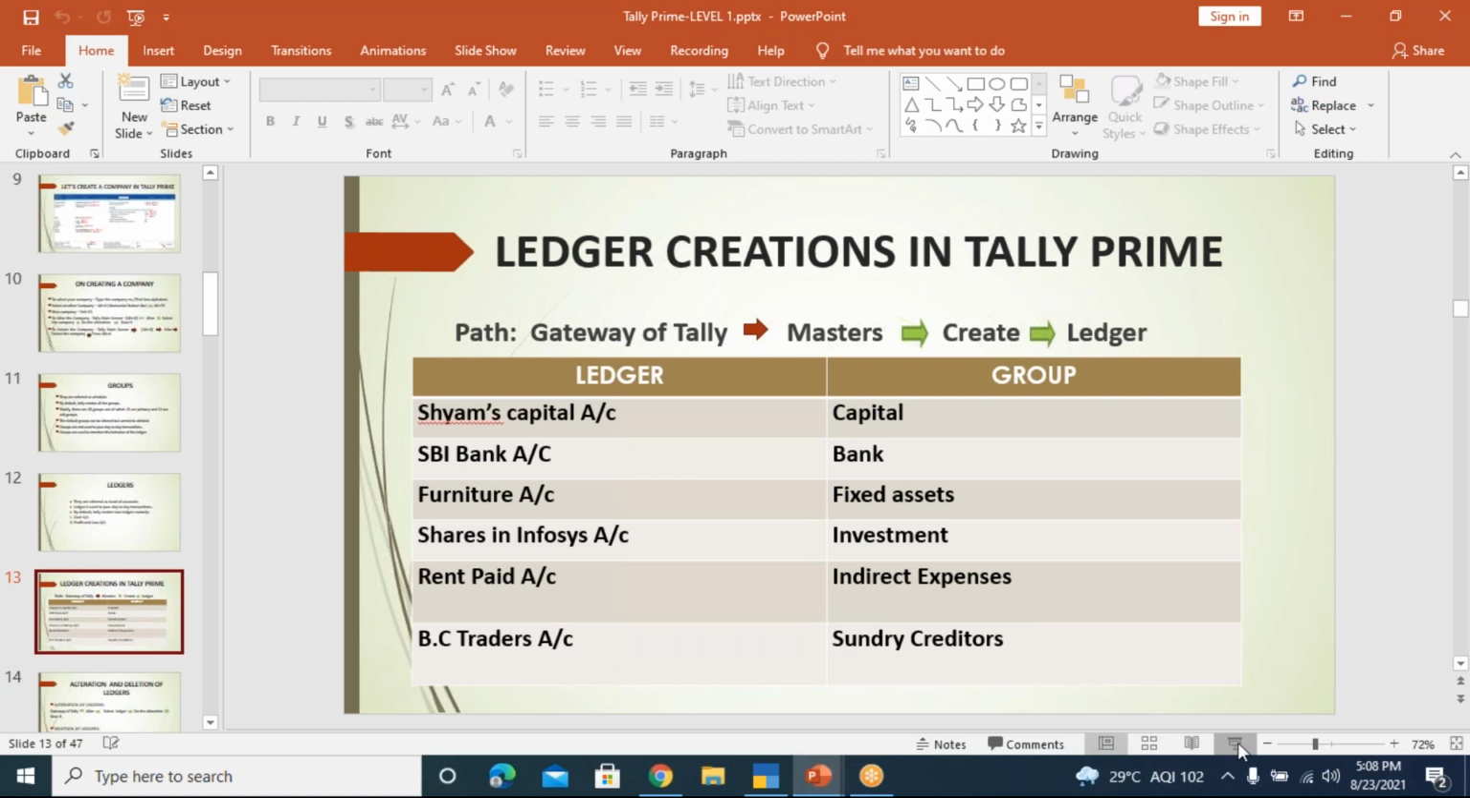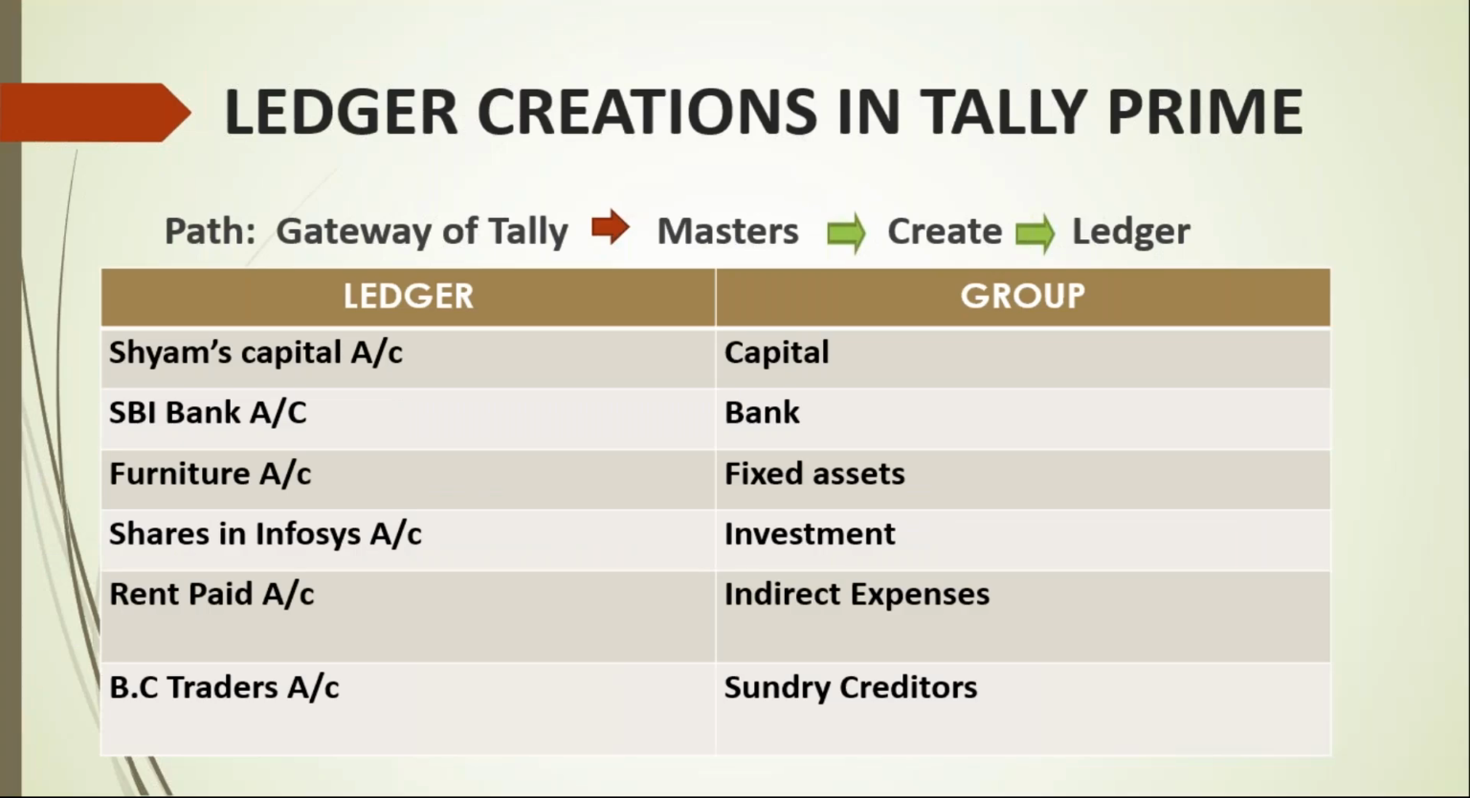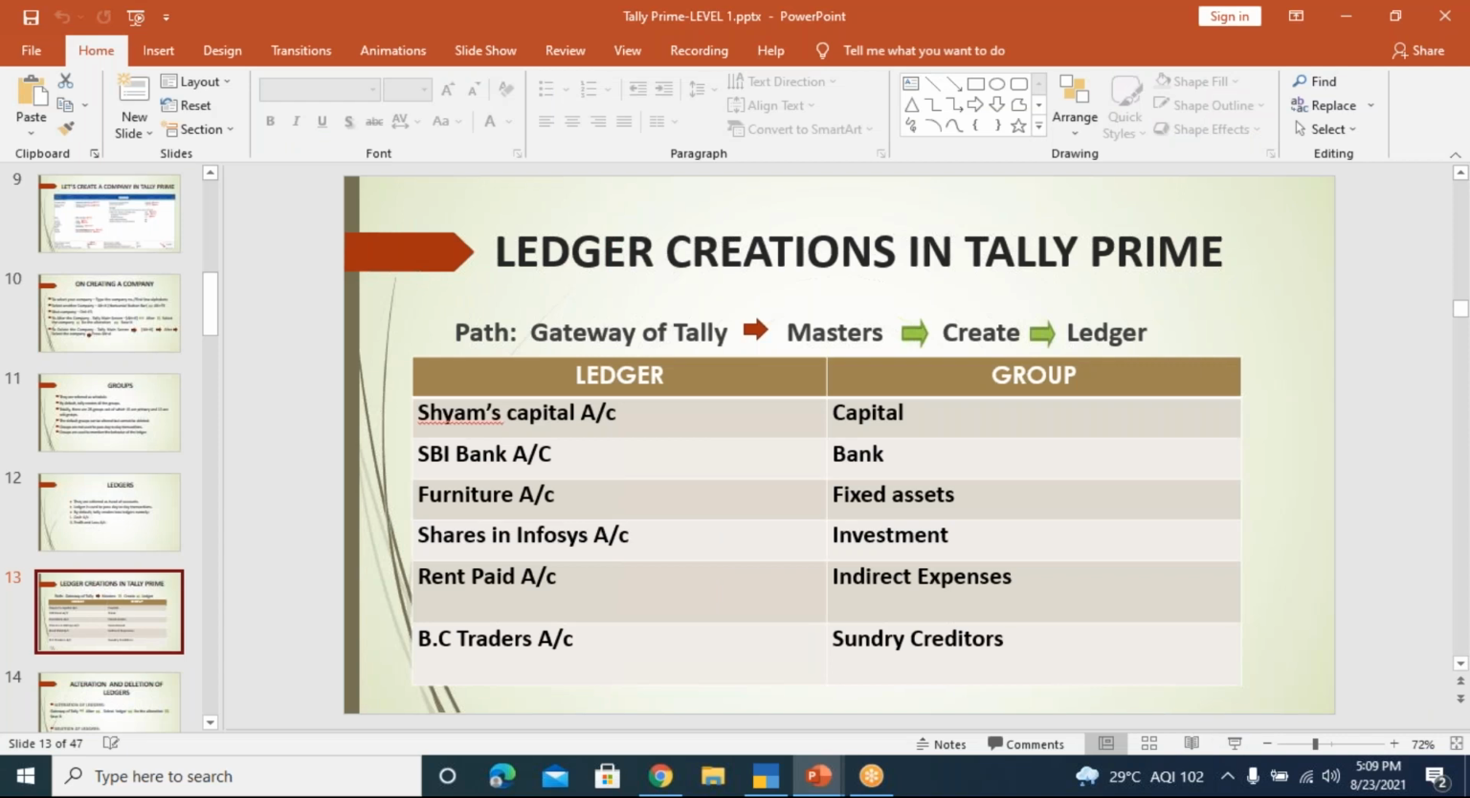The last one we have is BC Traders. Now, it has been assumed that BC Traders is a supplier for the company. So the moment we reckon them as suppliers, in business terms, we define them as sundry creditors. Yes, supplier is equivalent to sundry creditors. So we'll create the ledger in the name of BC Traders under the group of sundry creditors. So let's create it.